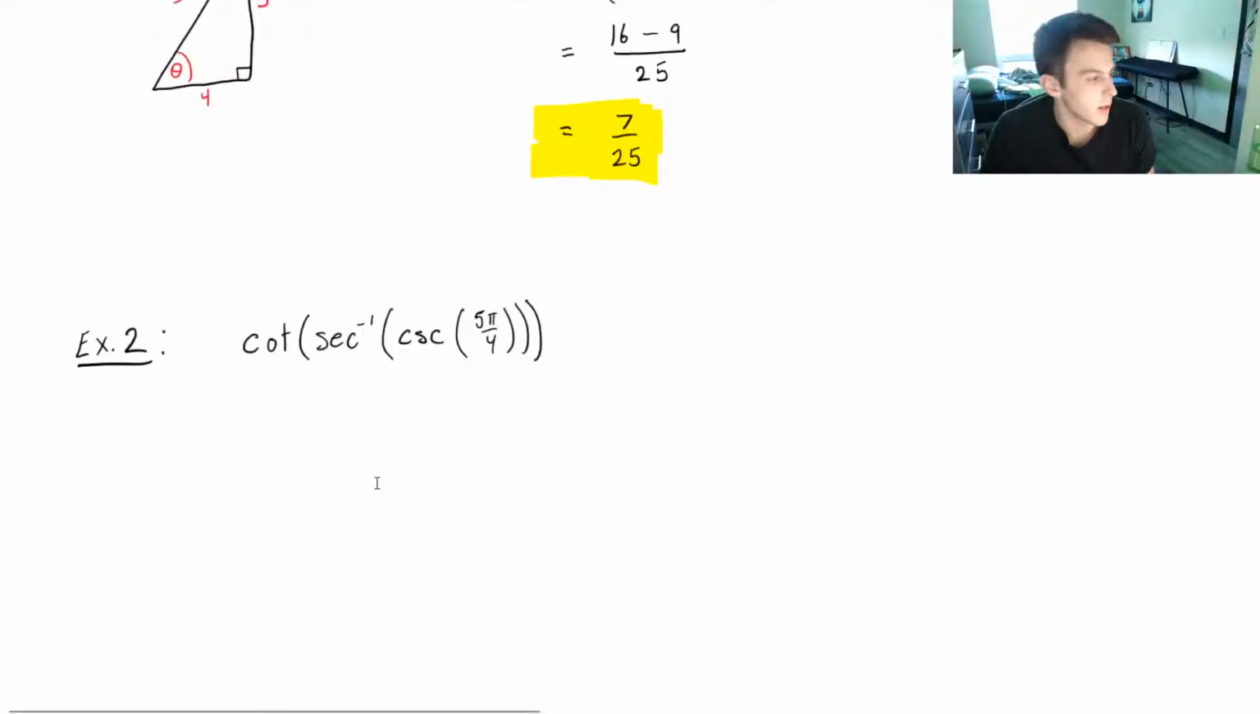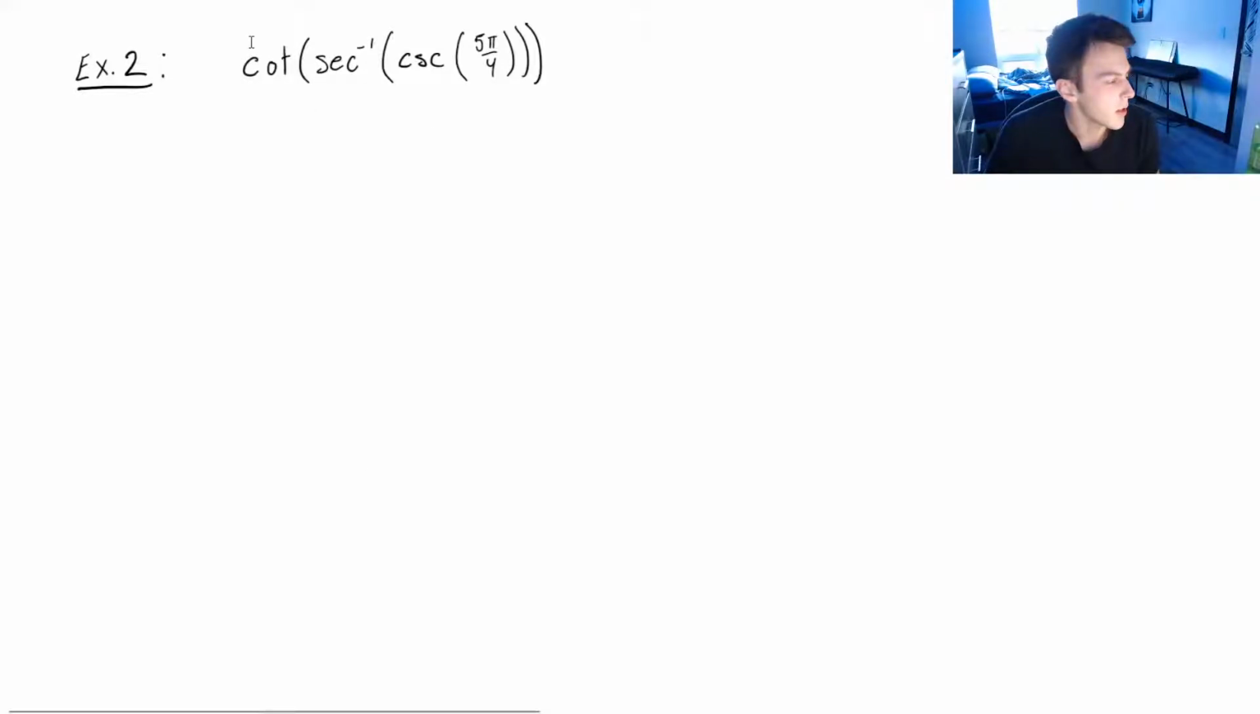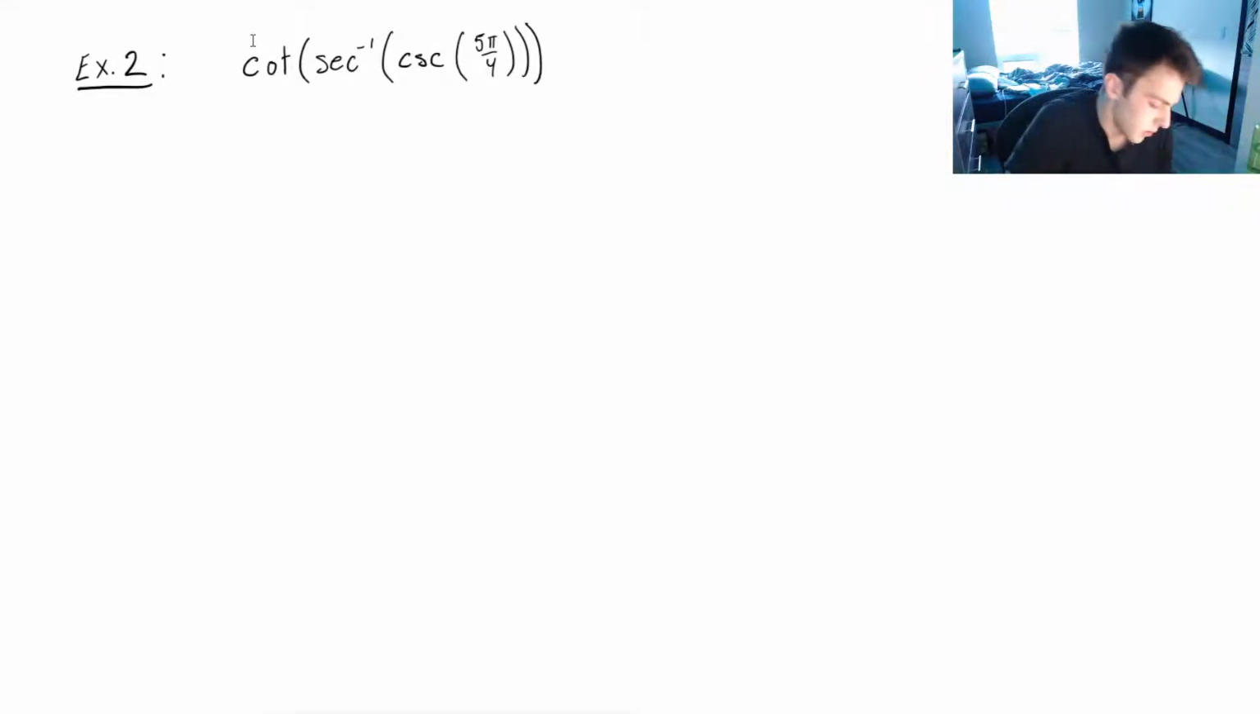So let's move to another example. This one is to evaluate the cotangent of the arcsecant of cosecant 5 pi on 4. And like I said before, it's going to be a similar procedure, except typically we set equal to the variable one of the inverse functions. But the reason that we're not going to do that right away here is because cosecant of 5 pi on 4, we can actually just evaluate that right away. So let's take a look at what that would be.